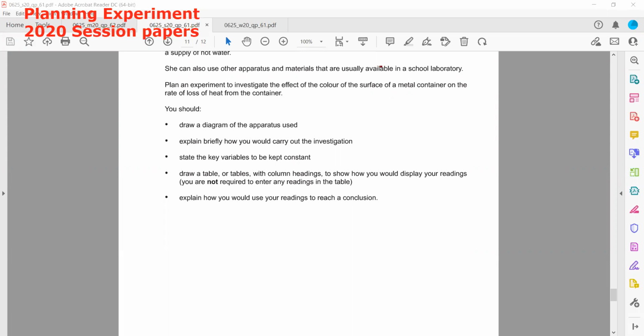The table with a column heading will give you 1 mark. And then how you reach a conclusion: the greatest temperature change, or the greatest drop in temperature, shows that it is the best radiator. Or you can plot a graph and check the slope. The one which has a steeper slope will have a greater rate of cooling.